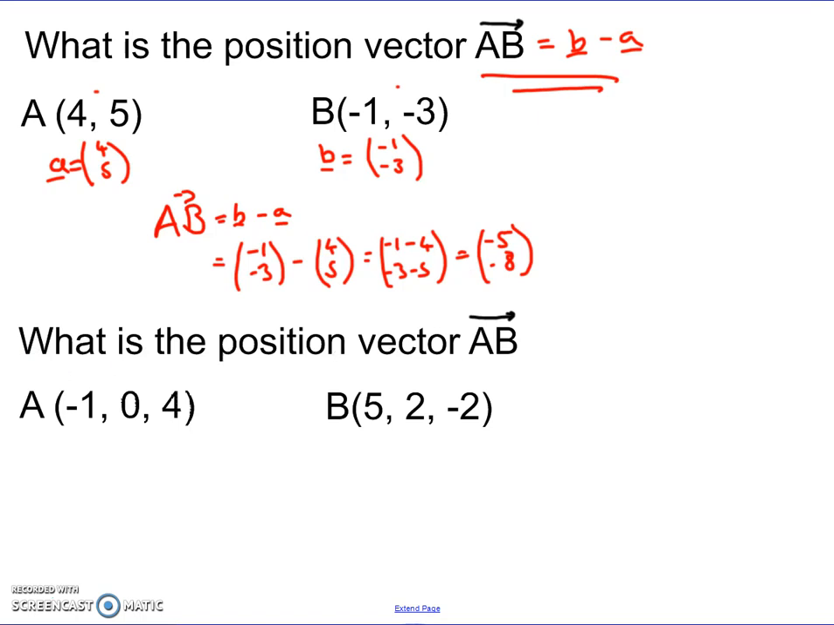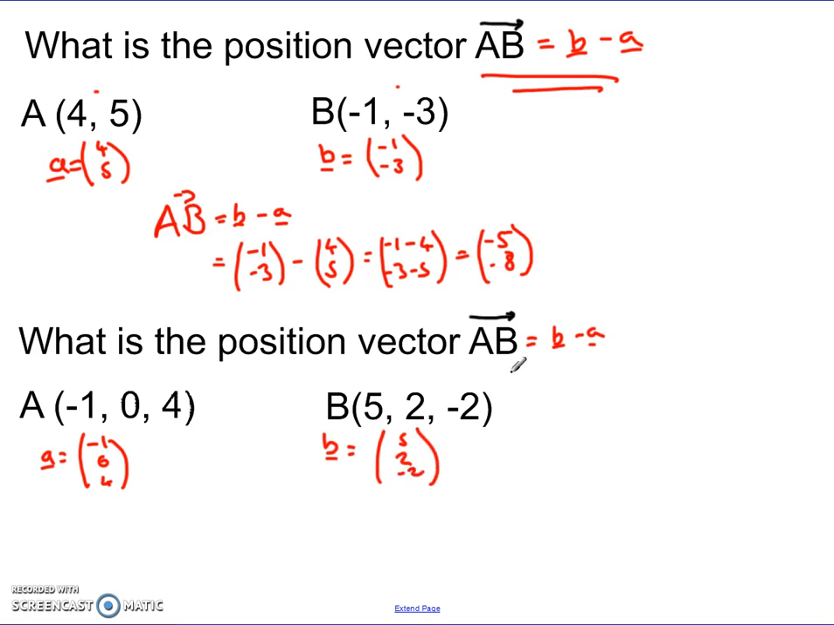Again, same idea for this three-dimensional scenario. The only difference is I've got an extra component. I've got a Z part. But again, it's still the same idea. It's still B minus A. So I still want a position vector to get to A, and I still want a position vector to get to B first. So my position vector to get to A, based on this coordinate, is negative 1, 0, 4. And my position vector to get to B is given by 5, 2, negative 2.